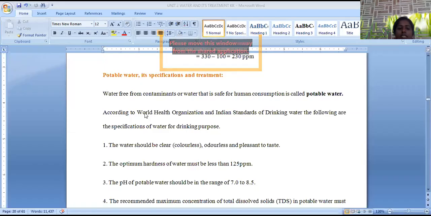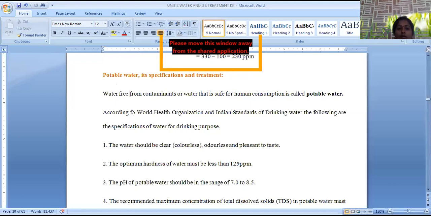Okay. In today's session, we are going to discuss potable water, its specifications and treatment. It is the most important topic in water and its treatment. Potable water is nothing but water which is fit for drinking. So it is used for human consumption. The water sample which is used for human consumption is called potable water.